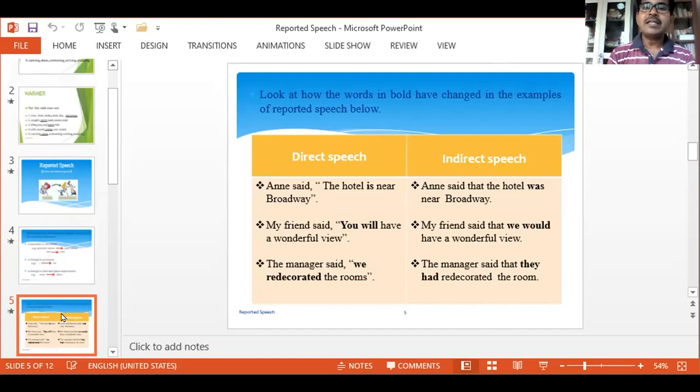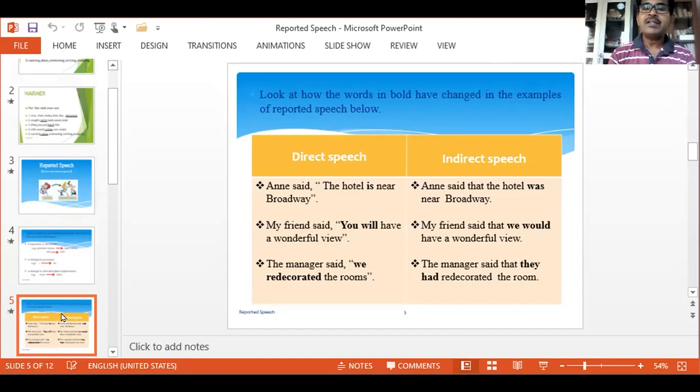Look at the second example. Would you please read it with me? My friend said, "You will have a wonderful view." Look at the change when you report. My friend said that we would have a wonderful view. Once again, you see the pronoun change. You becomes we and will becomes would.